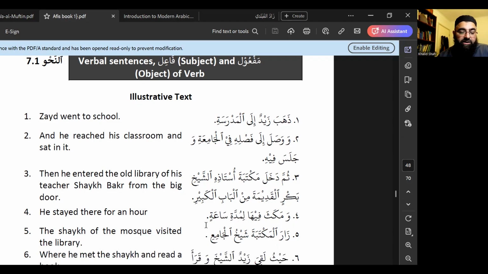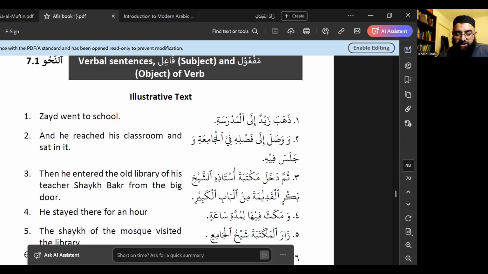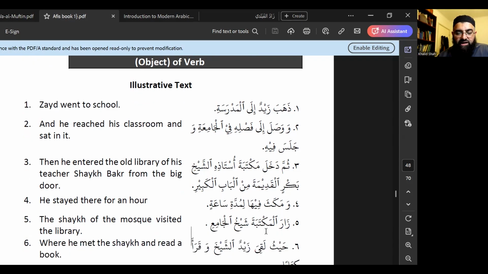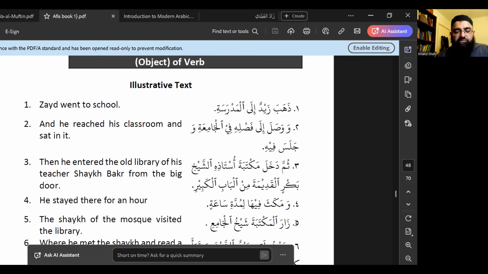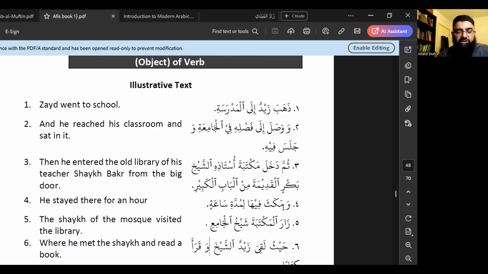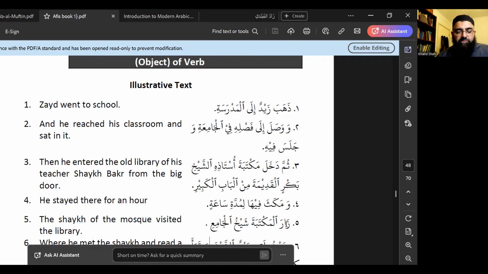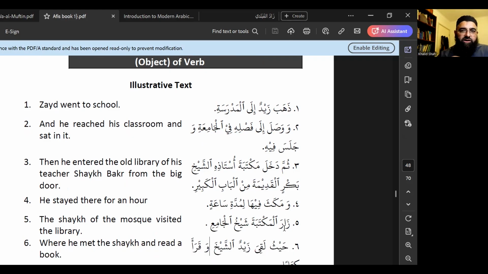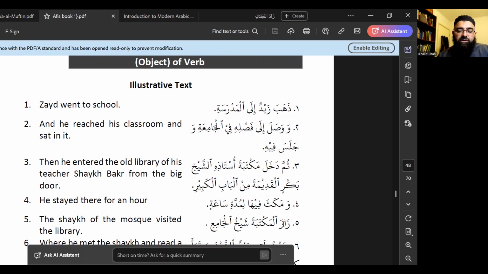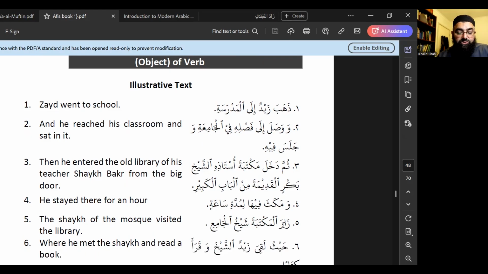Sa'atin, of an hour. He stayed in it for an hour. وزار المكتبة شيخ الجامع. Right? The Zara is originally from Zawara, but it's a madi. It's like dhahaba, wasala, dakhala, and so forth, but the middle is made into alif, and this is to do with the word changing, like qala and qama and so forth, as we learn, inshallah. Zara, so this is past tense. Zara who? Huwa, the huwa that's in it, which means he.